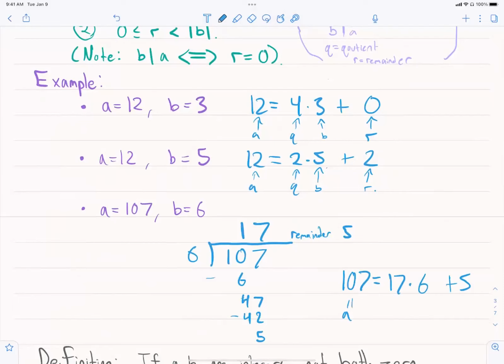So again, A was 107, B was 6. So I was dividing 107 by 6. Q ended up being 17. 17 times 6 was the closest I could get without passing 107 using a multiple of 6. And then the remainder was 5. Okay, so that's the recap of long division. I know that's riveting stuff, but somehow long division is more powerful than we realized.